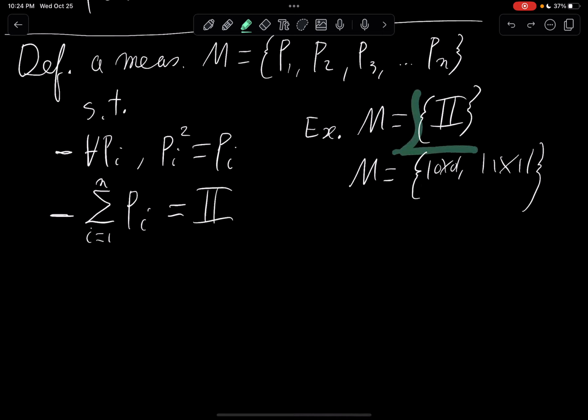What could this first example be? Well, this is a measurement where there's only a single outcome corresponding to the identity matrix. If we perform a measurement that only has a single outcome, then we're not really performing a measurement, right? Because we're not distinguishing anything. And when we perform this measurement, we always get back this. So this is the trivial measurement, the one that will always return yes.